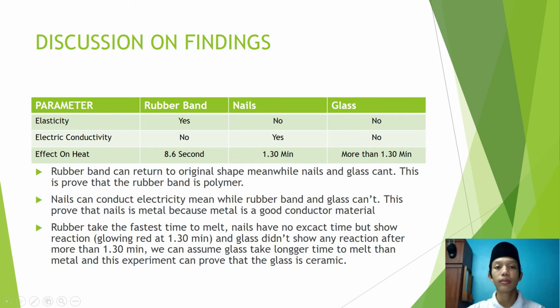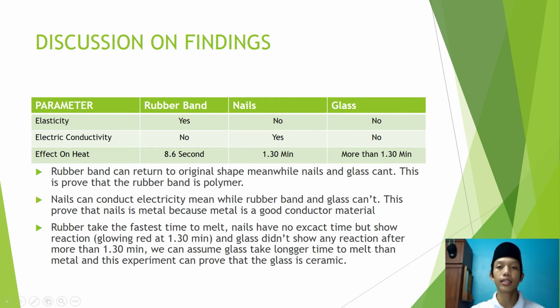Nails take 1.5 minutes to become glowing red, but at this moment they have not melted yet. The red glow on the nails shows that the nails have potential to melt. Actually, in real time, it needs a much stronger and higher temperature flame, while glass takes the longest time to melt.